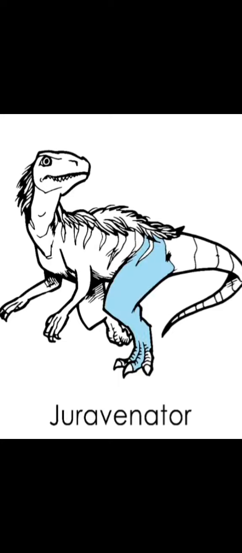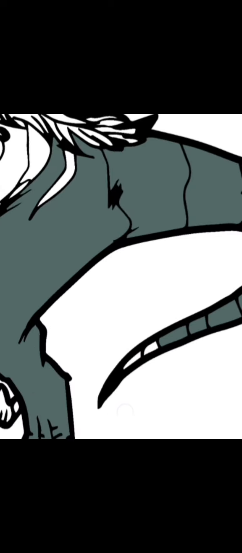Juravenator was a small bipedal predator. The holotype of Juravenator represents a juvenile individual, about 75 centimeters in length. In 2006 and 2010, Göhlich established some diagnostic traits.